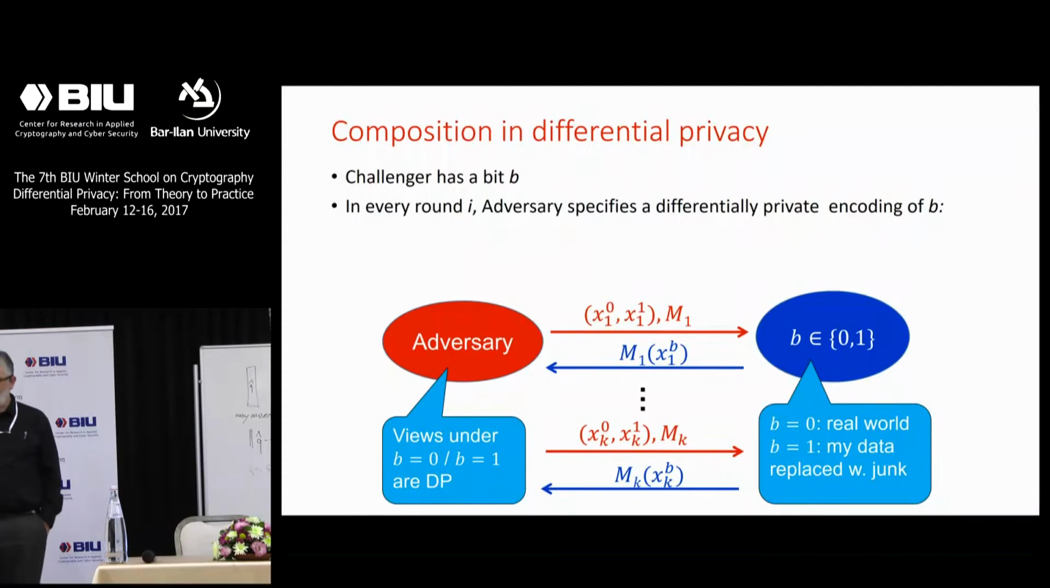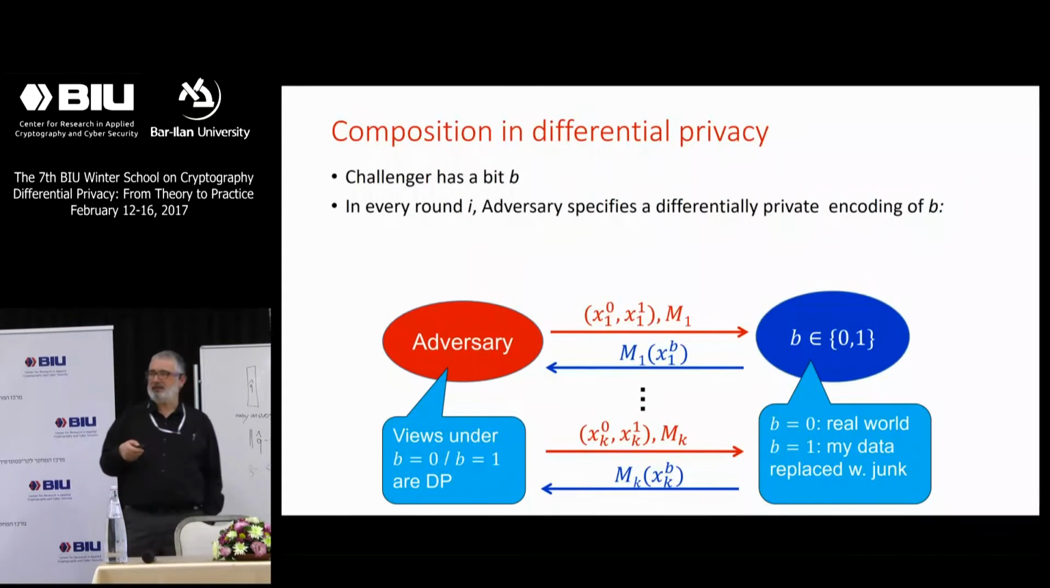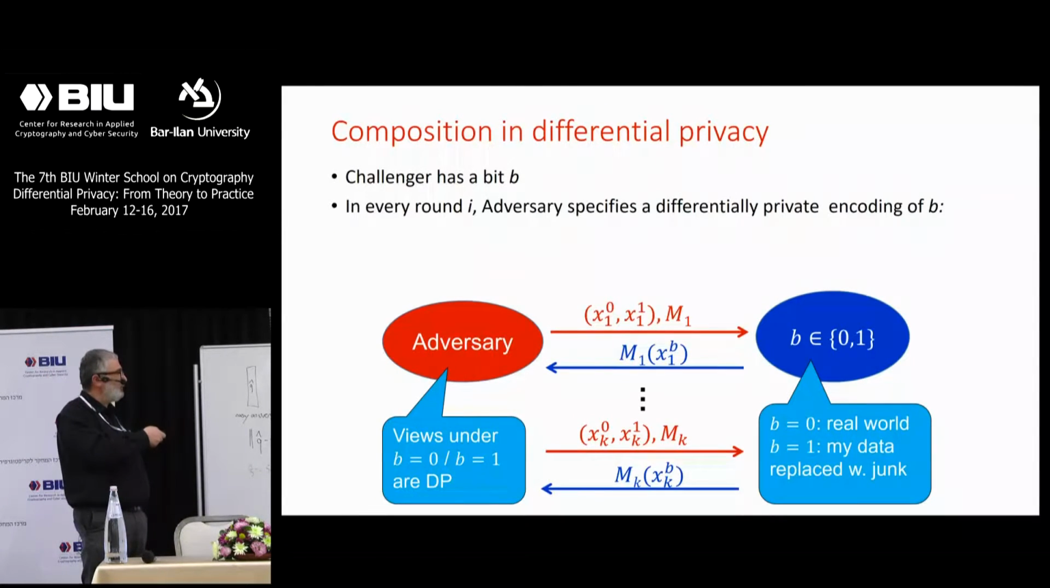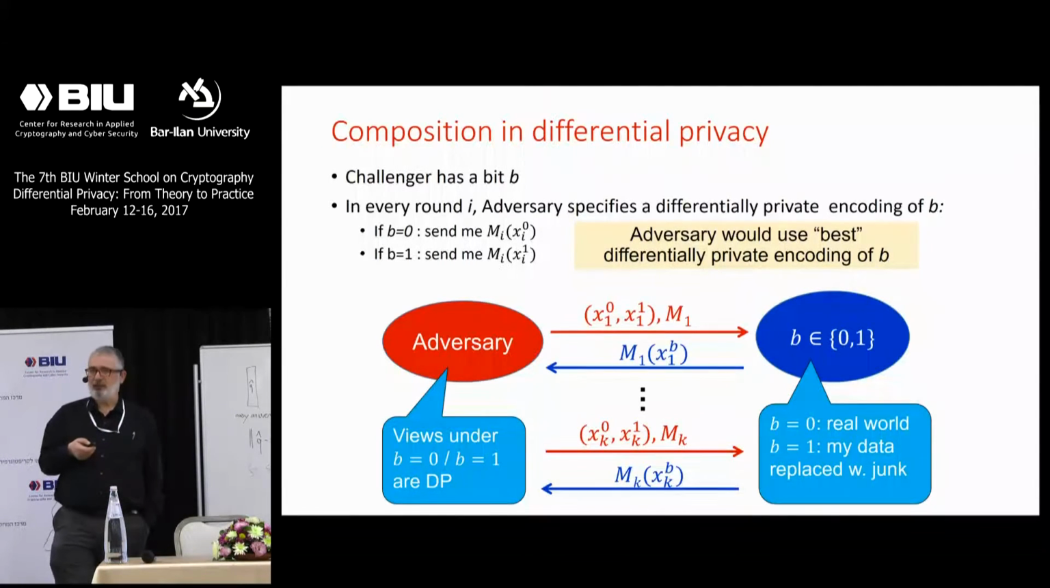So one way to think about this is that, in a sense, the challenger communicates his bit B to the adversary, but the way he communicates the bit is very noisy, okay? The channel is defined by this game. First, the adversary chooses these two databases and a mechanism M1, and he gets a noisy version of that bit, which is M applied to X, B, and so on and so forth. Okay? So this is the rule. In each round of this protocol, something about B is communicated, but it's quite noisy because these are differentially private computations.